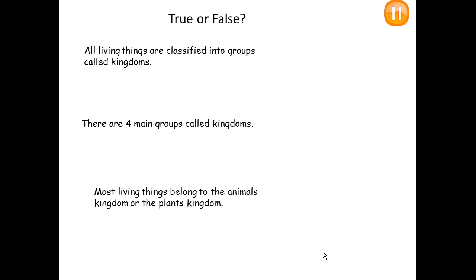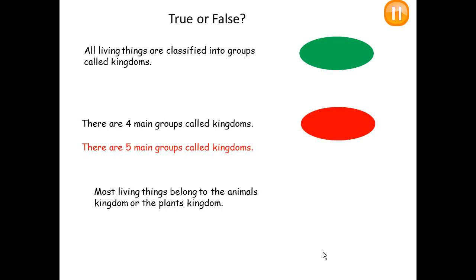About the first one, all living things are classified into groups called kingdoms. This first one is true. We just said that. Then we have: there are 4 main groups called kingdoms. This is false because the main groups are 5. Most living things belong to the animal kingdom and the plant kingdom, and this is true. And as I said, today we are going to focus on the animal kingdom.